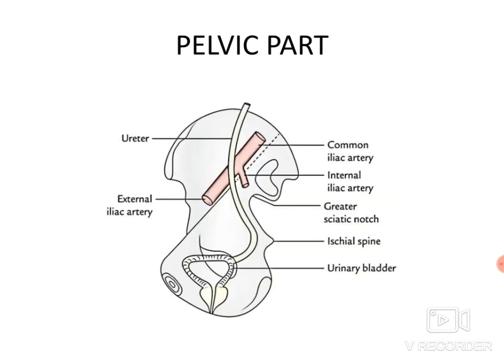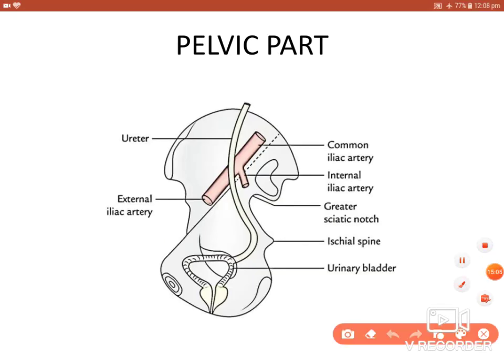Then, coming to the pelvic part. The pelvic part extends from the pelvic brim to the urinary bladder, that is towards the base of the bladder.